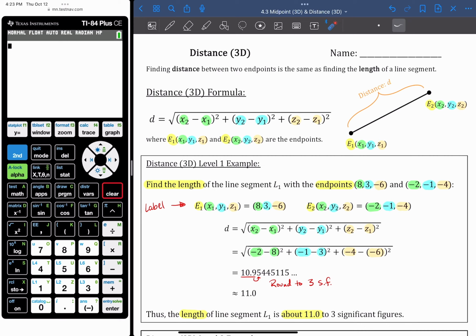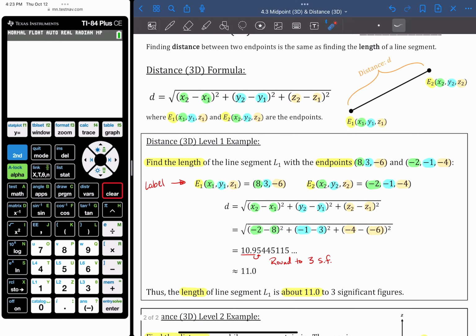We're just adding another difference squared underneath the square root. Okay? So including the x and the y, now we're including a z. That's it. We still keep it all under the square root.